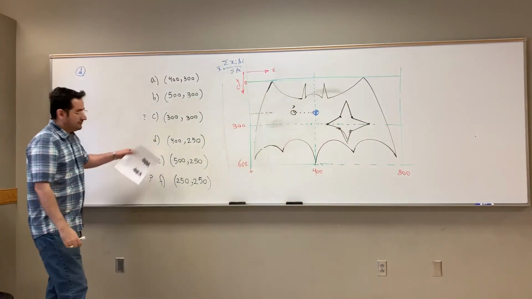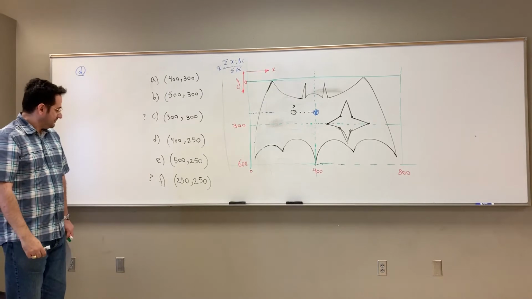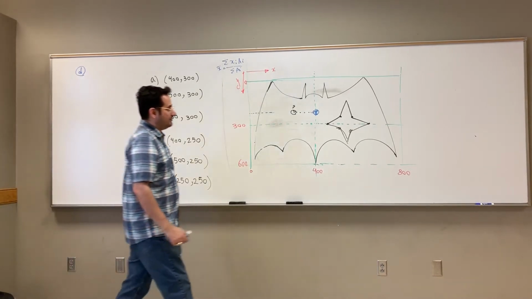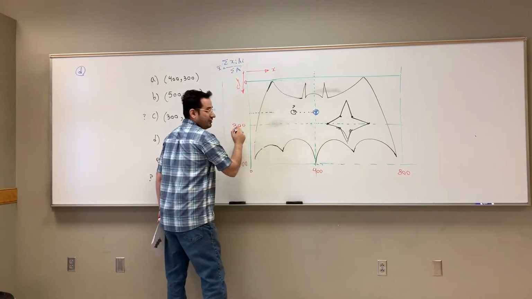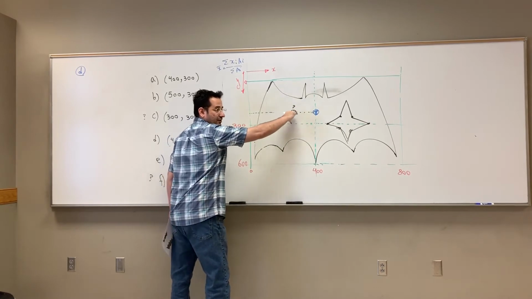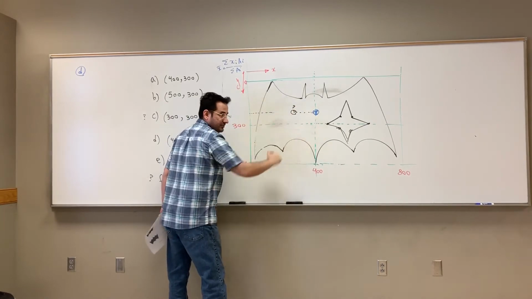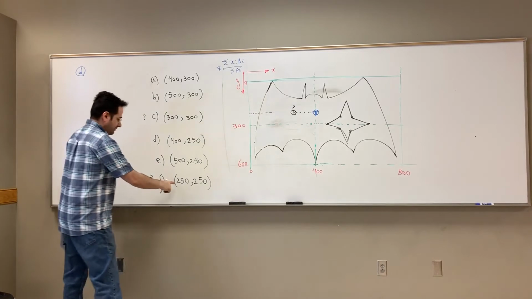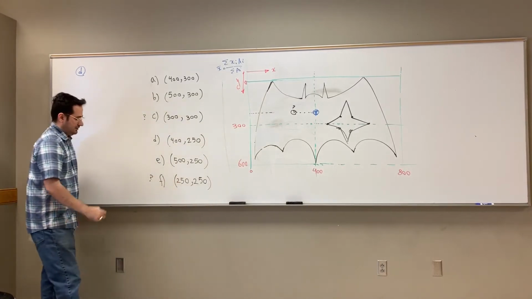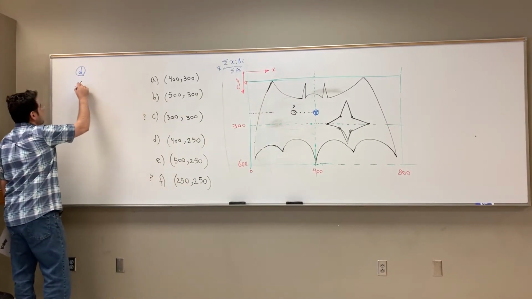Now, which one is it? F. It's F, because this is smaller than 300 too. It's up to 300, it's not below 300. So you get 250, 250. So the second option is F.